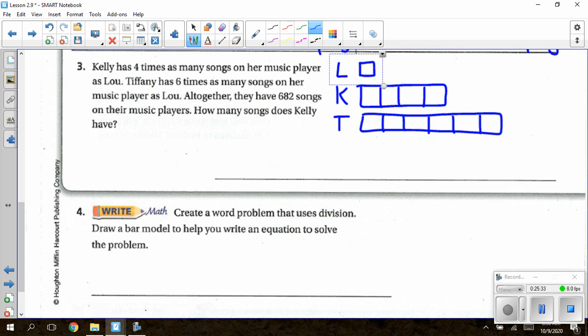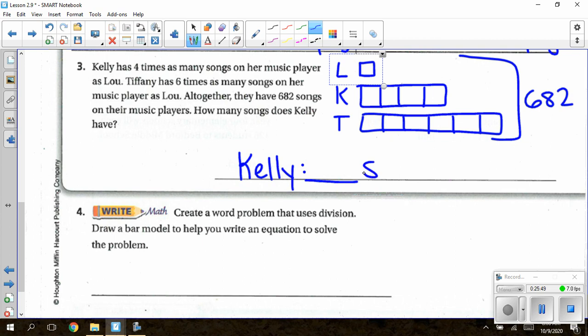And then all together they have 682 songs. How many songs does Kelly have? So for this question, you only have to find the amount that Kelly has. But you do need to use Lou and Tiffany's in order to help you find this information. So your next step is to divide.